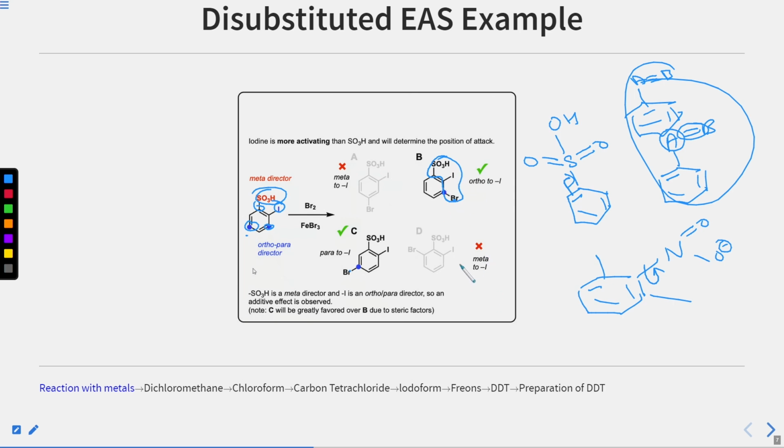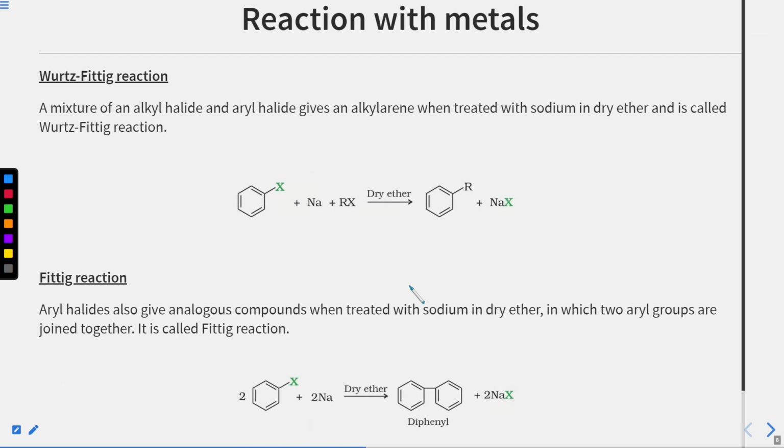Okay, now both of the positions that are meta to iodine are disfavored because SO3H is not as good an activating group as iodine. Okay, this is clear. So these are some examples of di-substituted electrophilic aromatic substitution. Now we will move to reactions with metals.